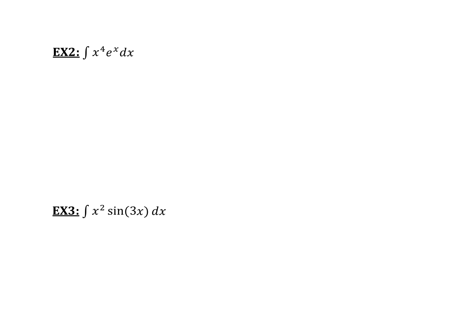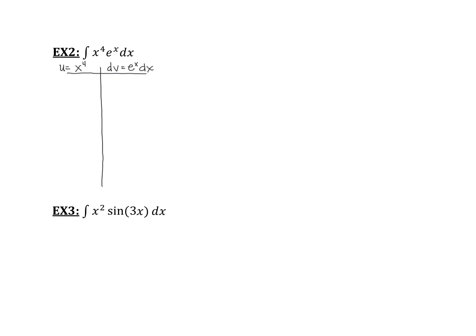So I'm going to make 2 columns. And my first column, and it doesn't really matter, this is just for organizational purposes, I'm going to put what I would let my u be. So in this case, I would let my u be x to the 4th. And then I would let my dv be e to the x dx. Okay, so I'm going to put those there.